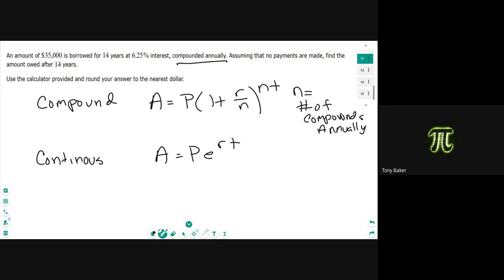Or if it says compounded continuously, then we would use the e. So those are the two formulas you might need to know.